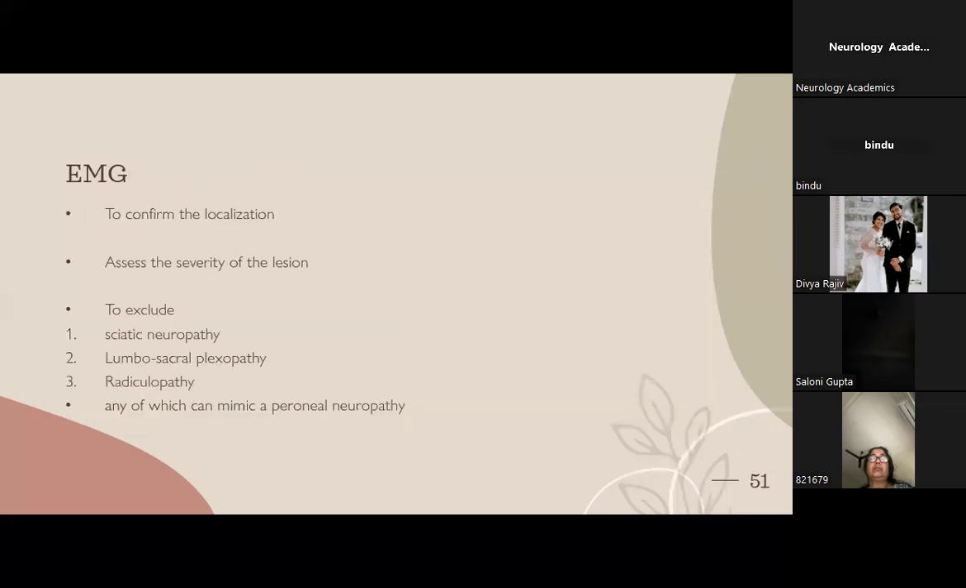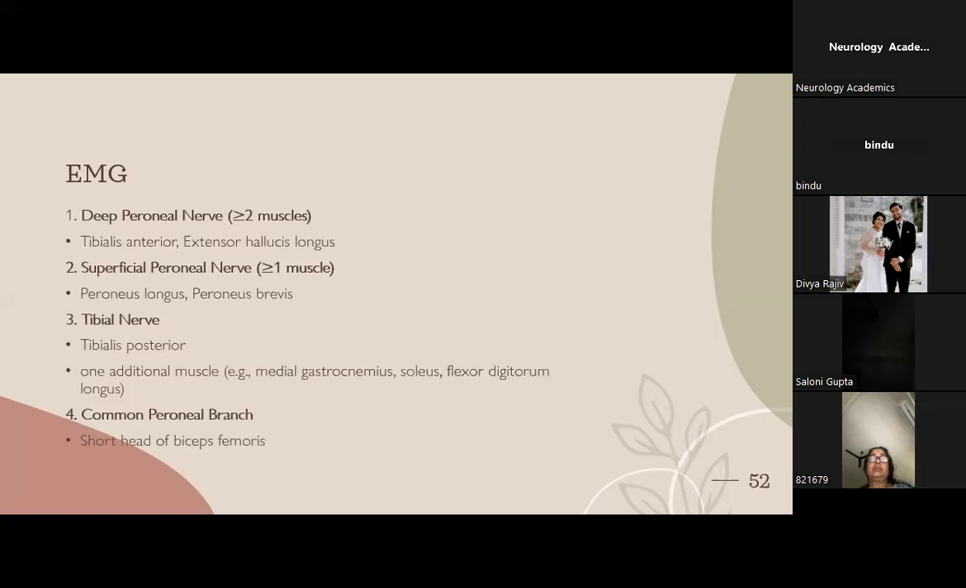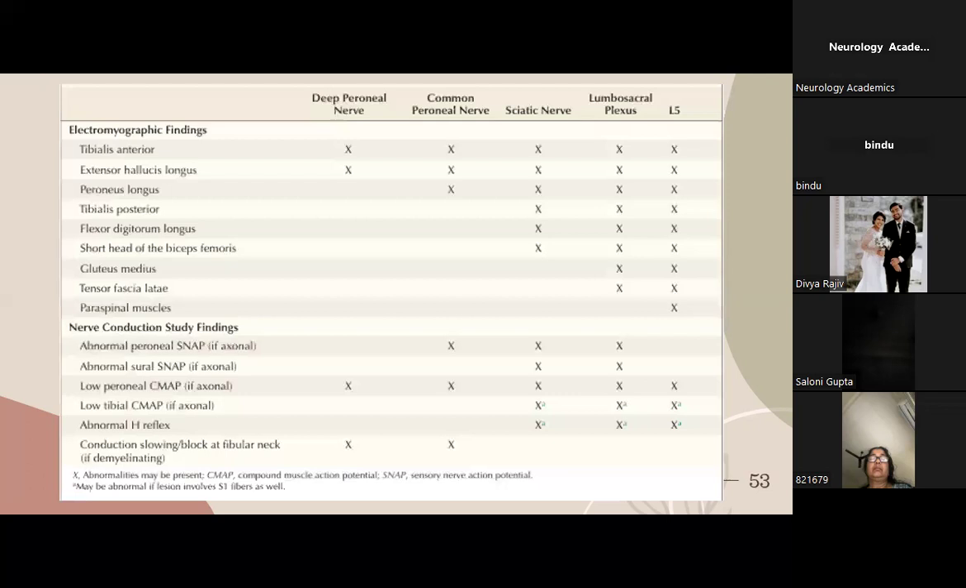EMG is mainly to confirm the localization and assess the severity of the lesion, and to exclude other causes that mimic foot drop, that is sciatic neuropathy, lumbosacral plexopathy, and radiculopathy. So EMG will sample muscles supplied by the deep peroneal nerve, that is tibialis anterior or extensor hallucis longus, and the superficial peroneal nerve, that is peroneus longus or peroneus brevis, the tibial nerve, tibialis posterior, and the common peroneal branch, that is short head of biceps femoris.